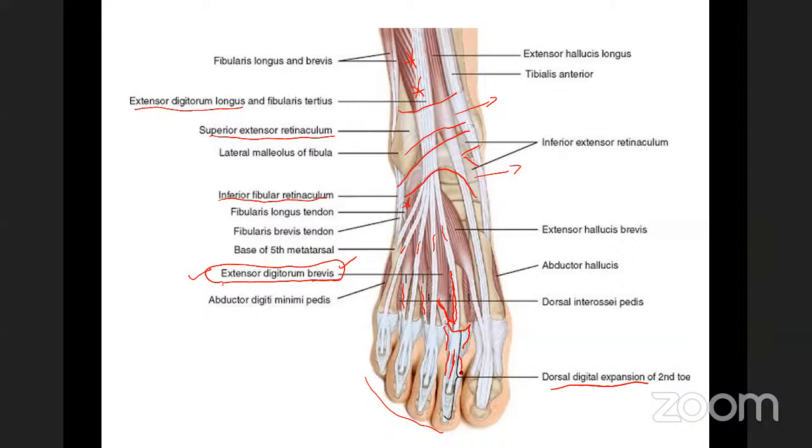two collateral slips. The middle slip is attached to the base of the middle phalanx, whereas the collateral slips are attached to the base of the terminal phalanx. I'll explain it in the next slide.